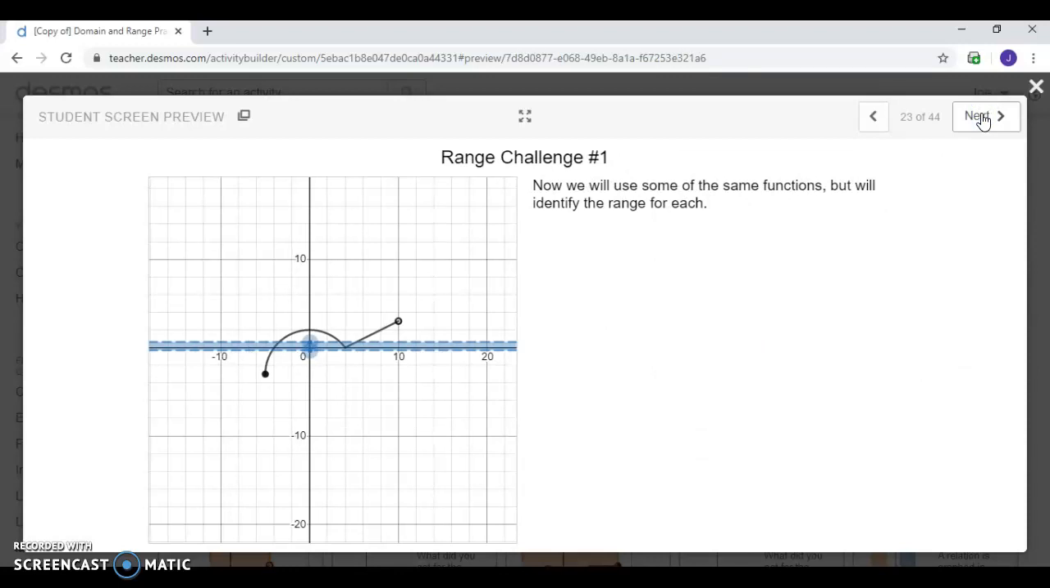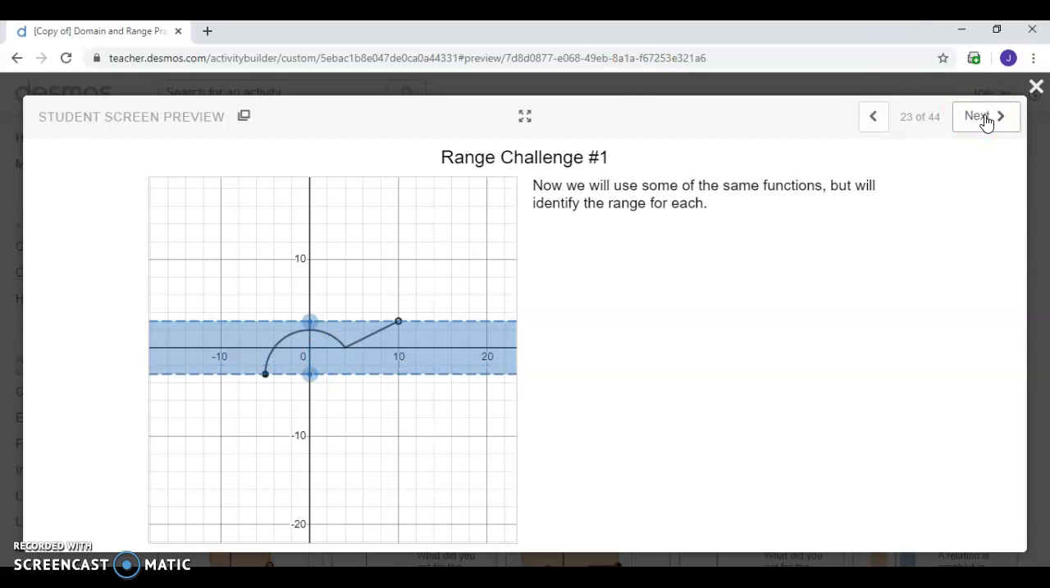And the range is going to use a lot of the same functions that we just did for the domain, so that they can see, well, I just talked about this function, but now I'm needing to go vertically instead of horizontally, and get them to relate that to the range.